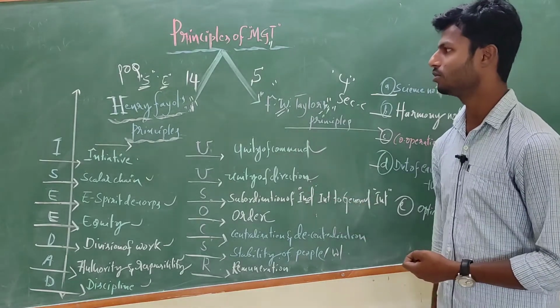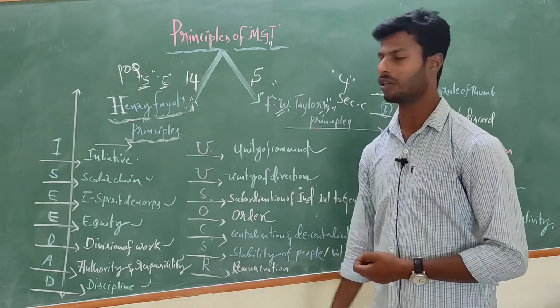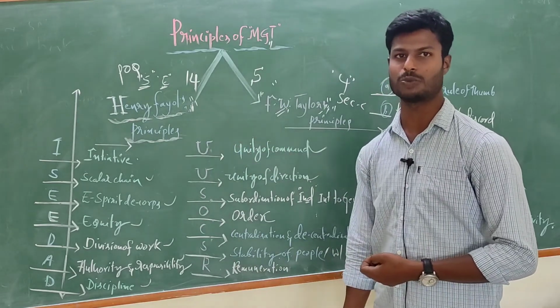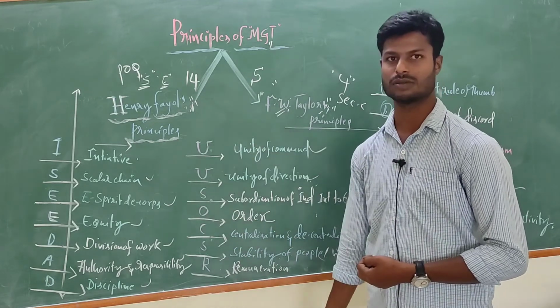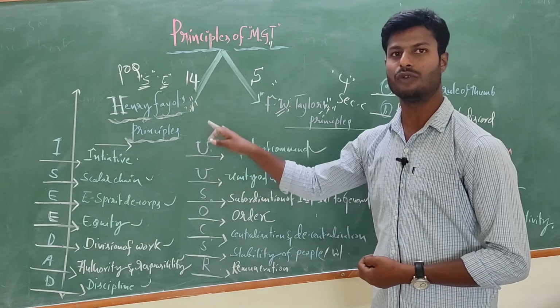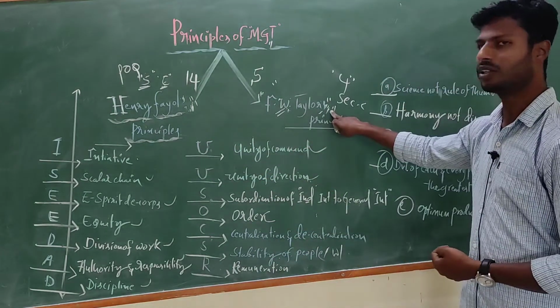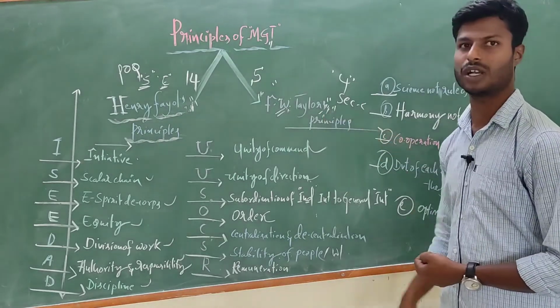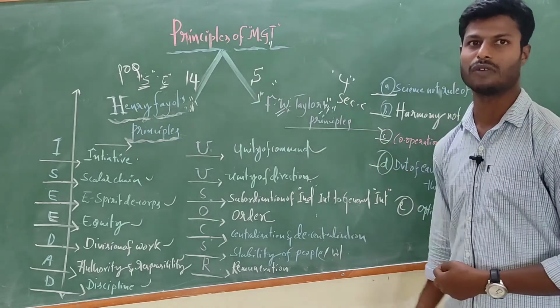One more question, both are very important. Who is called the father of general management? Henry Fayol. Who propounded the 14 general principles? Henry Fayol. Who contributed the 14 general principles to management? Henry Fayol. And who is the father of scientific management? F.W. Taylor. Who contributed the 5 scientific principles to management? F.W. Taylor. Very important questions.